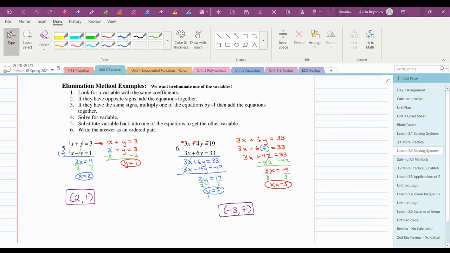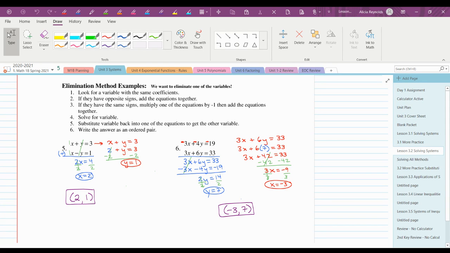Then we have our elimination method. So if we want to eliminate one of the variables, we want to look for a variable with the same coefficient. If they have opposite signs, then we can add them together and they will cancel out. If they have the same sign, I need to multiply one of the equations by -1, which is going to change all of the signs for all of the terms on both sides of the equal sign.